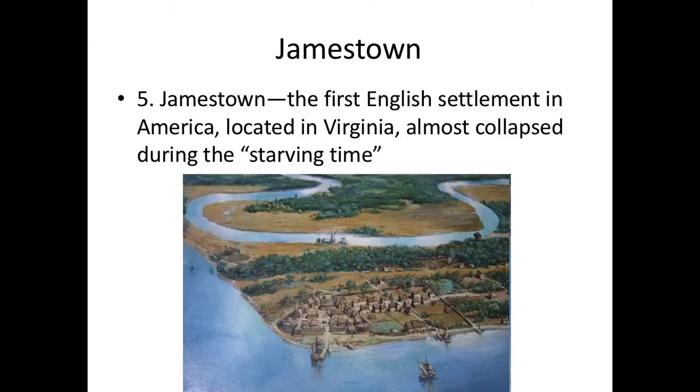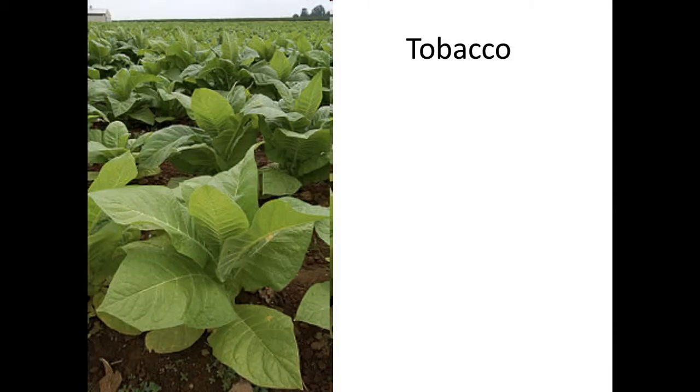And once a colony like Jamestown kind of showed England that a colony in North America could survive, then they're going to want to settle more and more colonies in North America. So Jamestown kind of opened the floodgate for more settlement by England in North America.